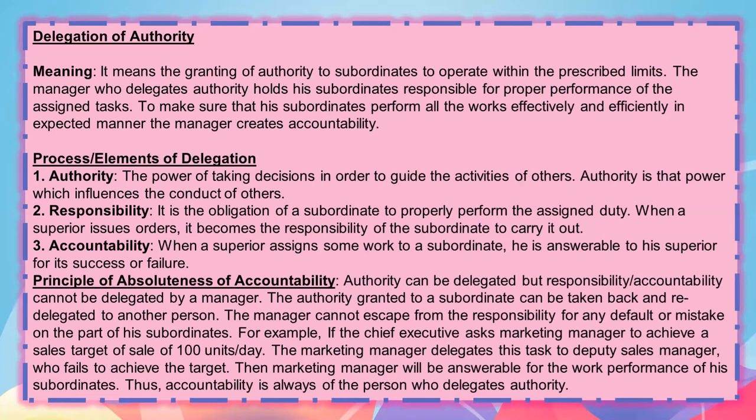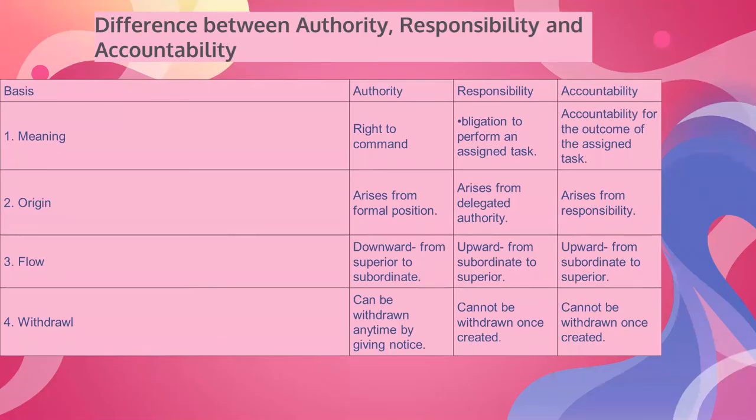As we saw in the example, the chief executive is asking the marketing manager about the poor performance. So the marketing manager will answer on behalf of his subordinates. Now, there is a difference between authority, responsibility, and accountability. You can just go through the basis: the meaning, origin, flow, and withdrawal.